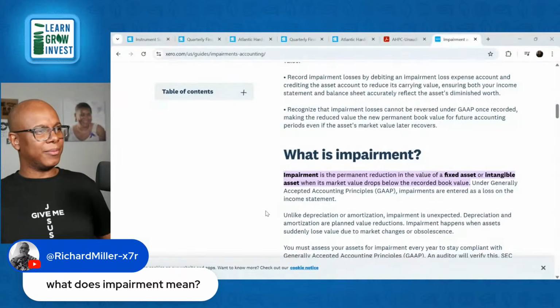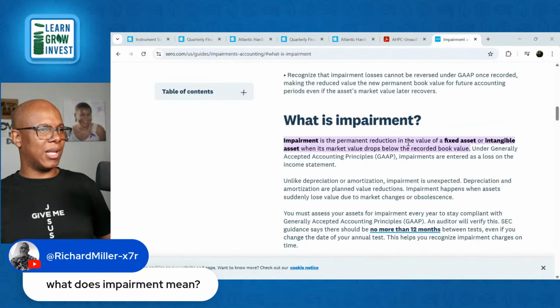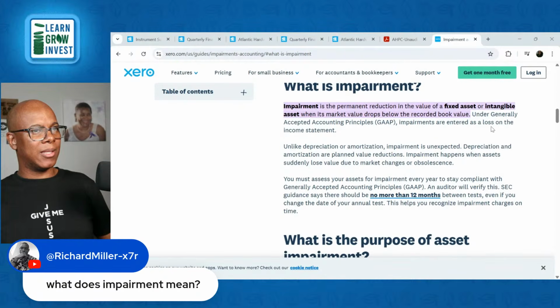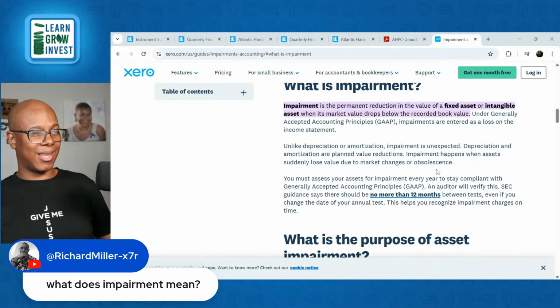Another definition says, let me share my screen here. Impairment is a permanent reduction in the value of a fixed asset or intangible asset when the market value drops below the recorded book value. Impairments are entered as a loss on the income statement. Unlike depreciation or amortization, an impairment is unexpected. Depreciation and amortization are planned value reductions. Impairment happens when assets suddenly lose value due to market changes or obsolescence, I think. Yeah, okay.